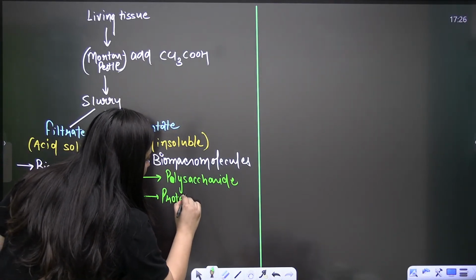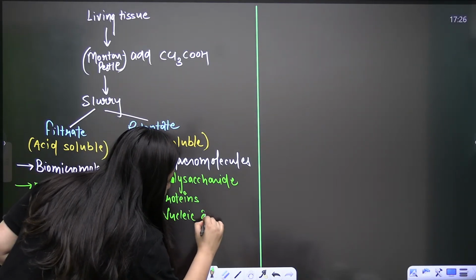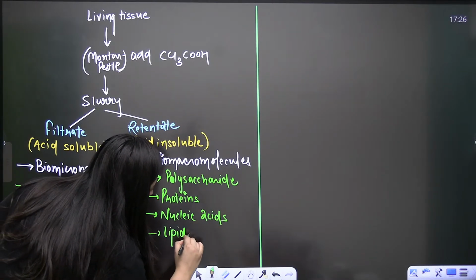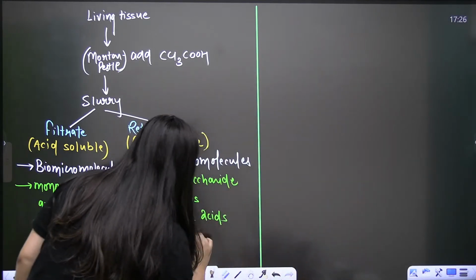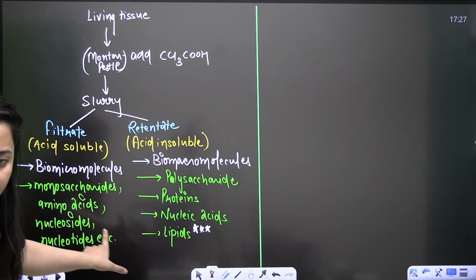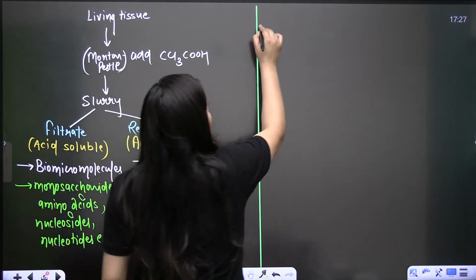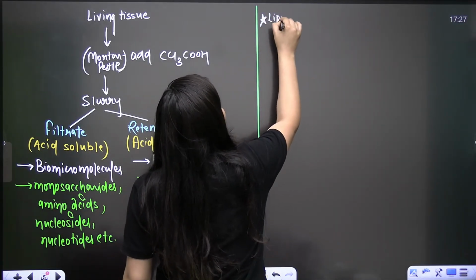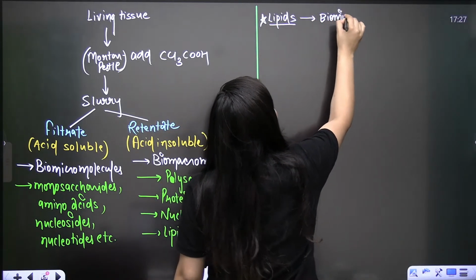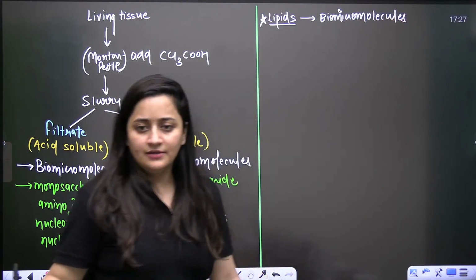Proteins, which are the polymers of amino acids. Nucleic acids, the polymers of nucleotides. This is what you are going to get. And yes, you will get the lipids here also. What will you get here in the biomacromolecules? You are going to get the lipids. But there is one point you need to take care of: when you talk about lipids, I am writing it here, but lipids are biomicromolecules. They are not biomacromolecules. Do you know that?